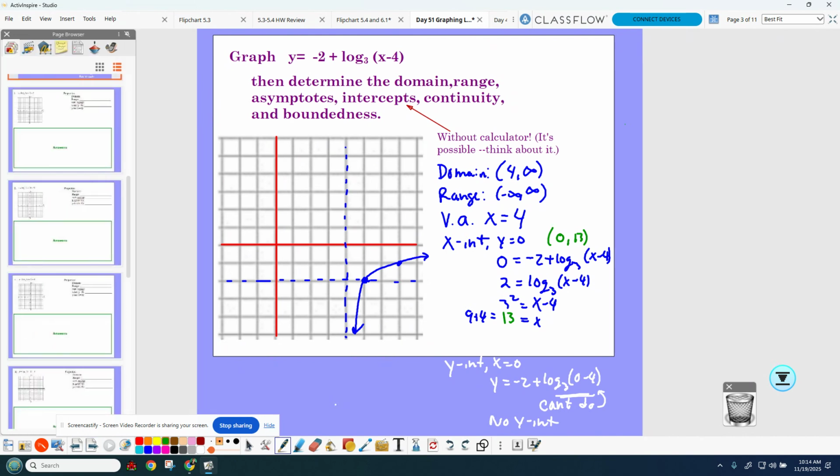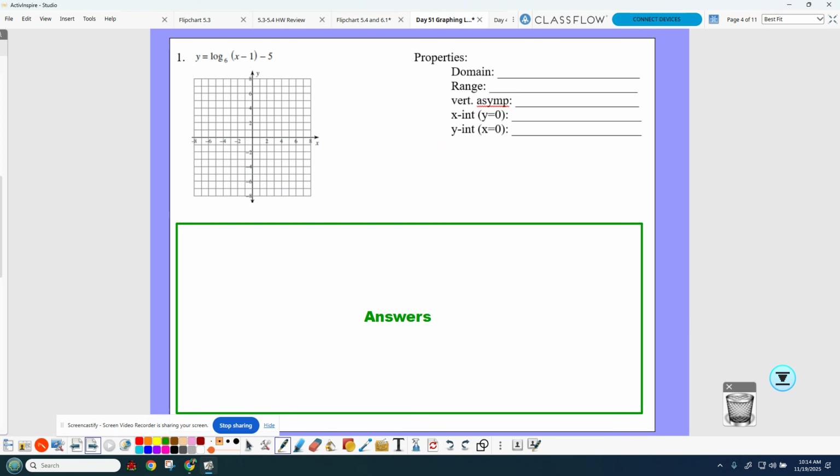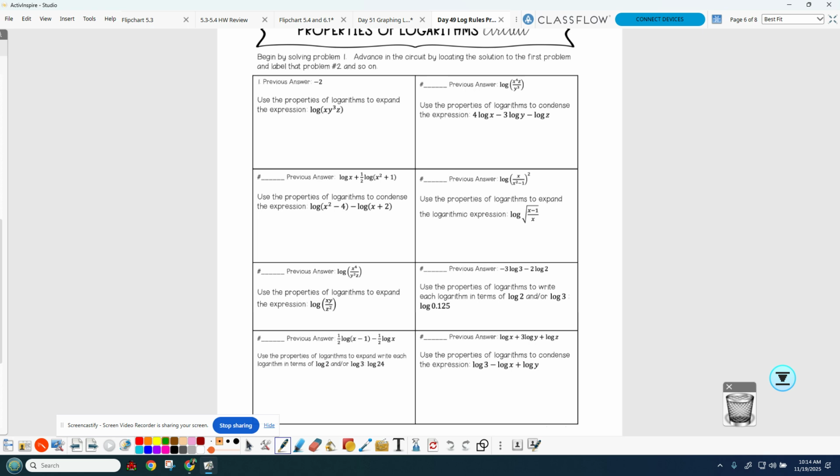Were there issues from any of the other graphs from yesterday? Today I have more graphs for us to practice, but people had questions on this worksheet. So should we talk about that and then do the graphing? Okay. So using the properties to expand, how many things were multiplied in there? 3. So I'm going to end up with 3 lumps.